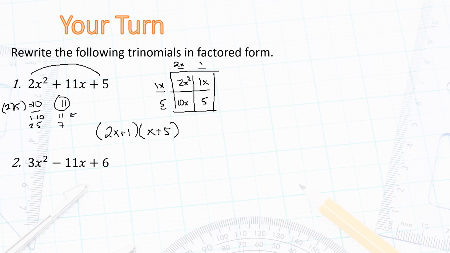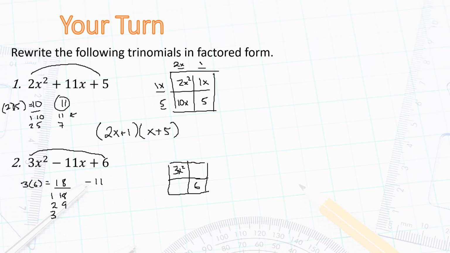For the second one, 3x squared minus 11x plus 6. Same steps. Box first. And we got 3x squared and 6. 3 times 6 is 18. So I need factors of 18 that add up to be minus 11. So that'll be 1 and 18, 2 and 9, 3 and 6.